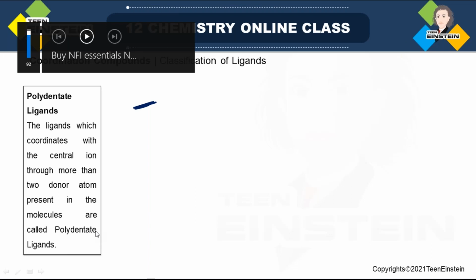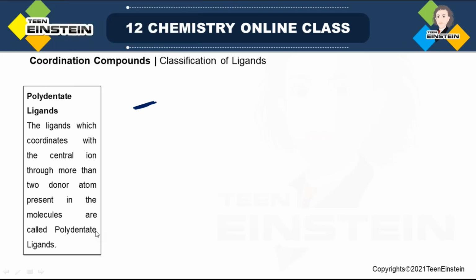Hello everyone. Last day we started this chapter, coordination compounds, and we have already started the part on classification of ligands. There are different types of ligands, and we will see how many types there are. Polydentate ligand. Monodentate and bidentate we have already seen. Polydentate ligands are the ligands which coordinate with the central ion through more than two donor atoms.